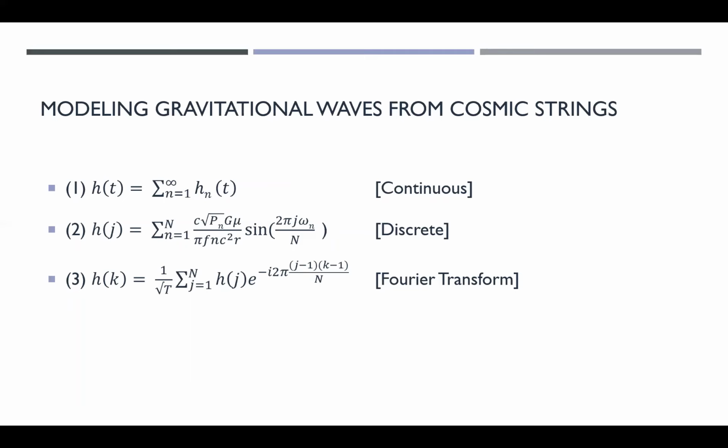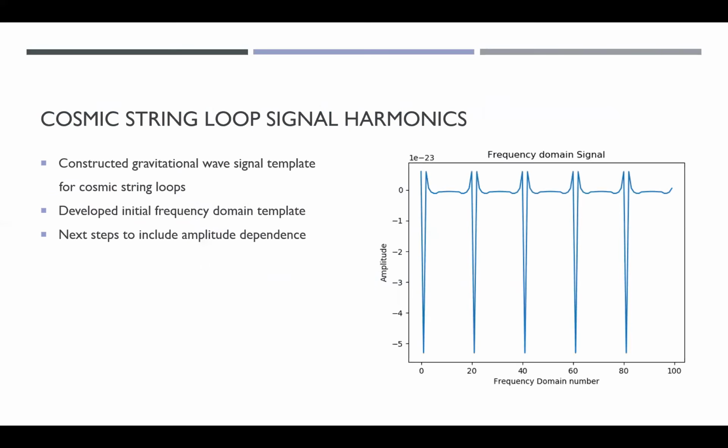Some variables of note in equation 2 are h of j, the dimensionless strain, p sub n, the power amplitude per mode, and G mu, the string tension. To date, I have been able to write the code necessary for generating the gravitational wave signal template. While still in need of refinement, the code provides a good foundation for moving forward. The amplitude depends on n, an integer representing the mode number, and should scale proportional to 1 over n to the 4/3. The next step is to include this dependence so the frequency domain template reflects this proportionality.